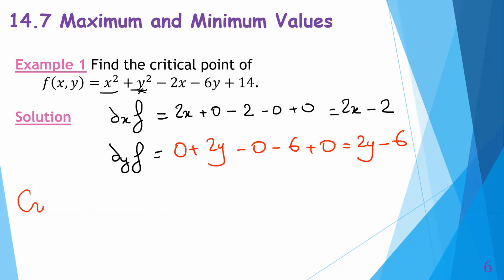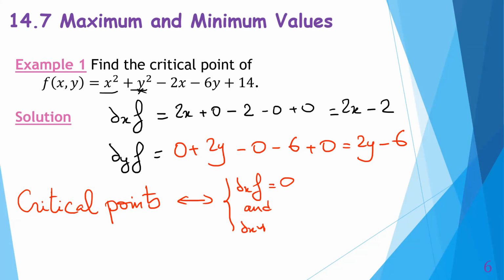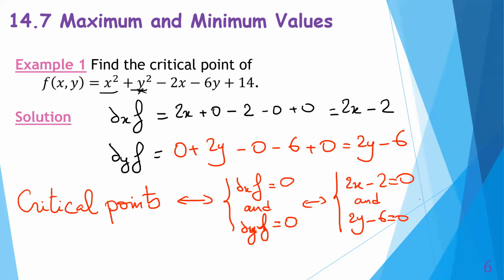Can you find the critical points? How do we find the critical points? It means that the partial derivative of f with respect to x is 0 and the partial derivative with respect to y is 0, which means that 2x minus 2 is 0 and 2y minus 6 is 0. It means that x equals 1 and y equals 3. So how many critical points do we have in this example for this function f? Only one. One, at x equals 1, y equals 3.